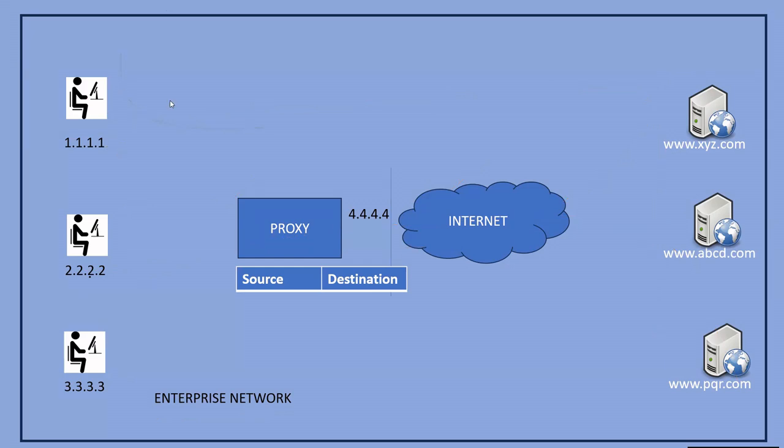So now let's see how it works step by step. For 1.1.1.1, who wants to visit a site, he first browses, and the request goes from 1.1.1.1 to the proxy. The proxy will see the request: okay, the source is 1.1.1.1, and it wants to go to abcd.com. What it will do is forward the request on its behalf to abcd.com. Remember one thing, when abcd.com receives a request, it sees that the source is 4.4.4.4, which is the IP address of the proxy, and not 1.1.1.1.